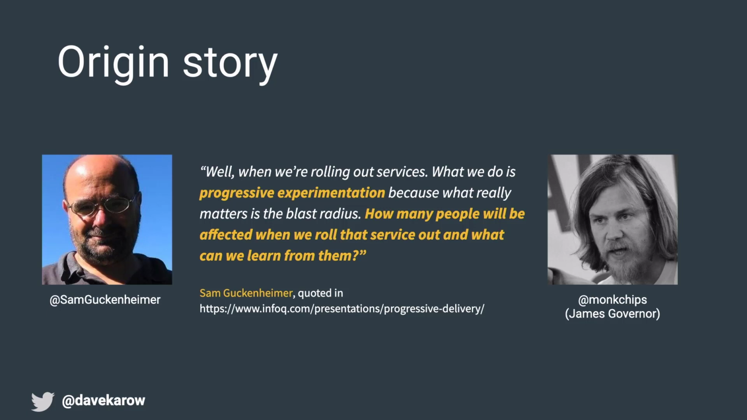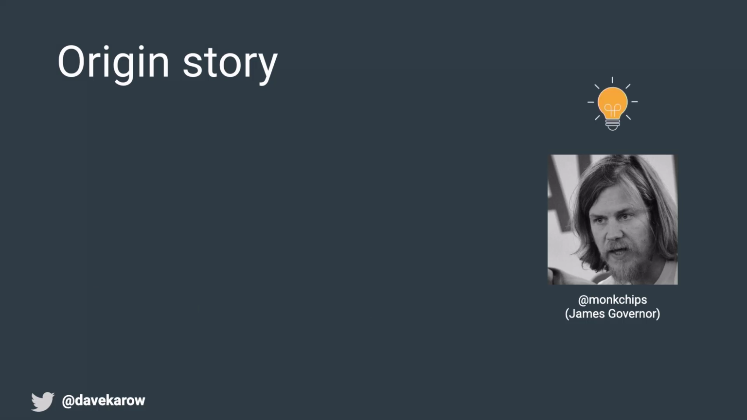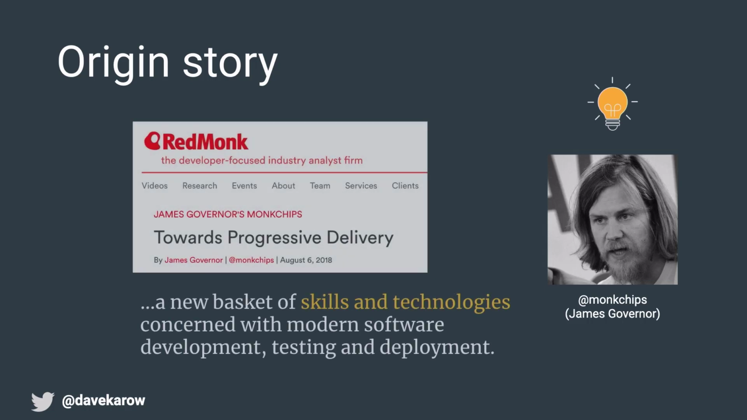And James Governor had been seeing Istio this and Istio that and canary releases and blue-green, and he thought maybe he could come up with a term that would be a basket for all that stuff, and that's progressive delivery. So he wrote a blog post in August of 2018, about a new basket of skills and technologies concerned with modern software development, testing, and deployment. So now you know where the term came from.